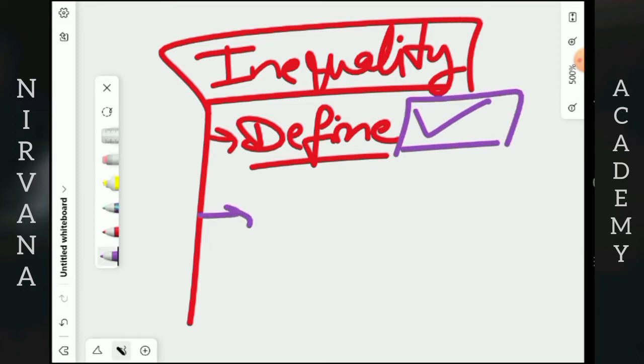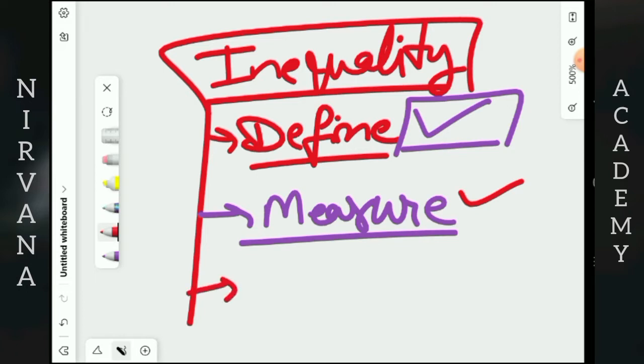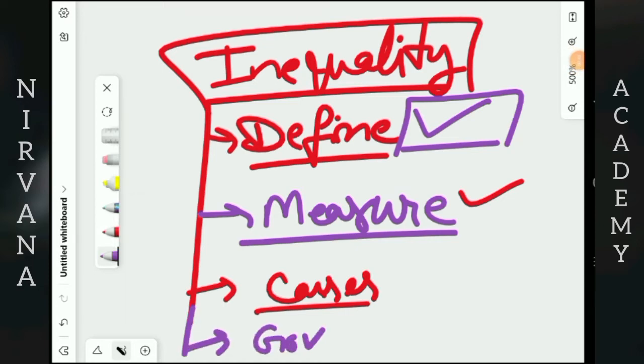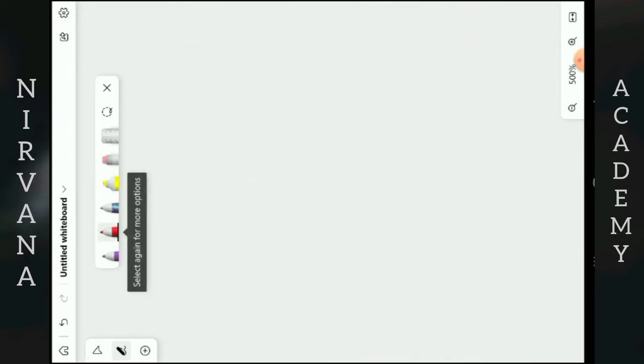Second thing is, how can we measure inequality that is prevalent in the Indian economy? How can we measure inequality? And the third thing is, what are the causes behind this inequality? And the last thing is, what are the initiatives taken by government to reduce inequality? So we are starting with defining inequality.